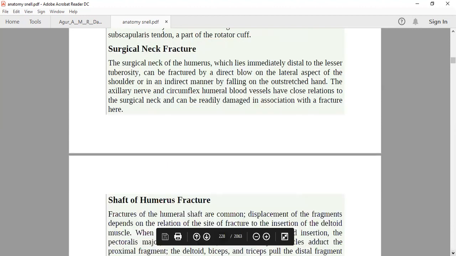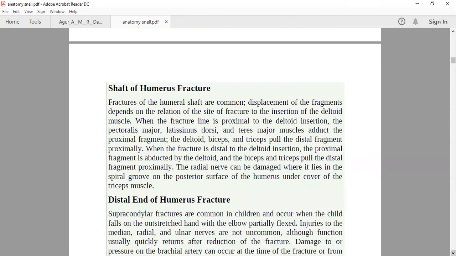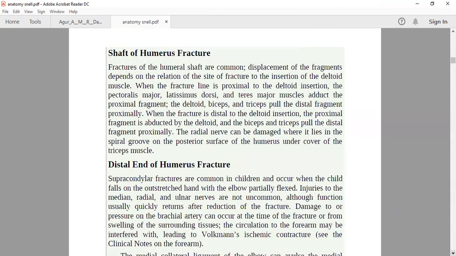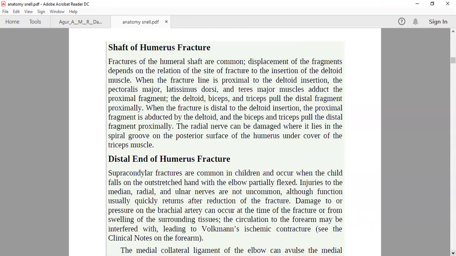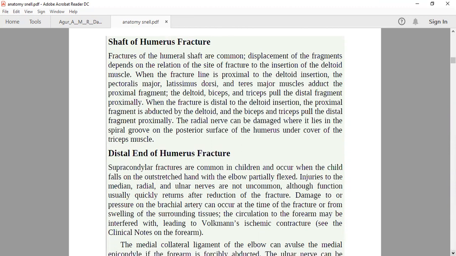So, shaft of humerus fracture. Next type. Fractures of the humeral shaft are common. Displacement of the fragment depends on the relation of the site of fracture to the insertion of deltoid. When the fracture line is proximal to the deltoid insertion, the pectoralis major, latissimus dorsi, and teres major muscles adduct the proximal fragment. The deltoid, biceps and triceps pull the distal fragment proximally.